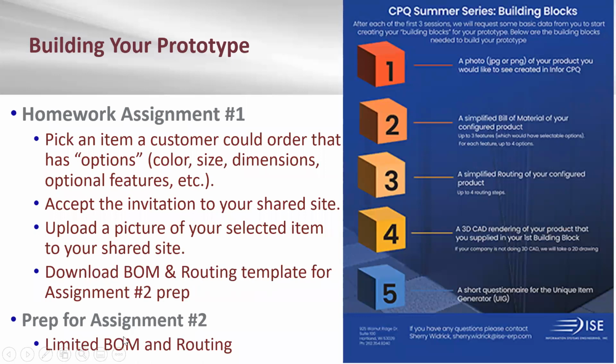So we don't want your whole product, because we don't really want to know how to build it, and we don't want your IP. We don't want anyone upset that we're stealing your IP. Not at all. We're just asking for 3 features that you might have, like size, color, whatever, and then up to 4 options for each feature. And on the routing side, we're asking for just up to 4 routing steps, no more. So we don't want all your secret sauce. We just want to show you a couple examples of how that will work.